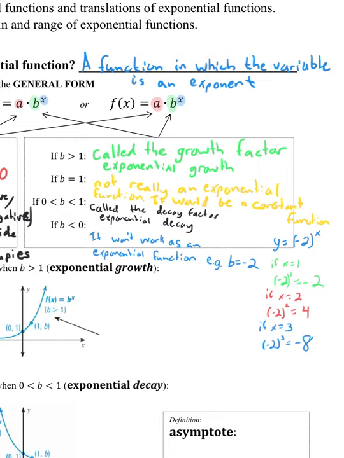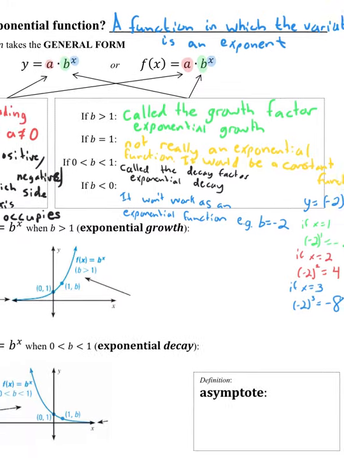So that's the idea. Okay, so that's just the general idea for why b is less than 0.